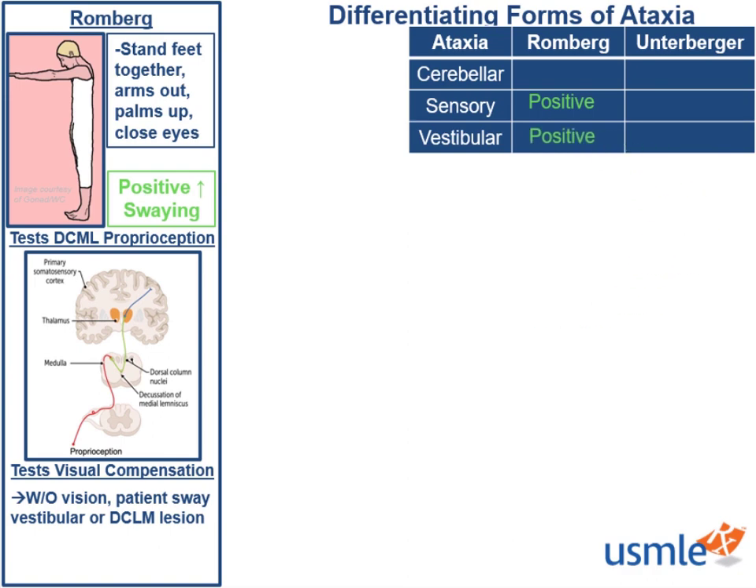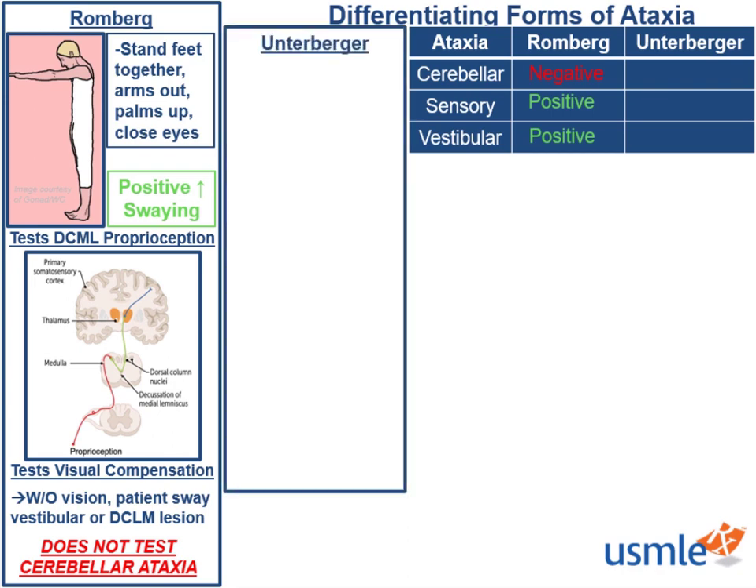Lastly, make sure you know that the Romberg test does not, I repeat, does not test for cerebellar ataxia. With cerebellar ataxia, the patient has coordination issues and sways with their eyes opened or closed. The sway either begins or worsens once the eyes are closed for a positive Romberg test.